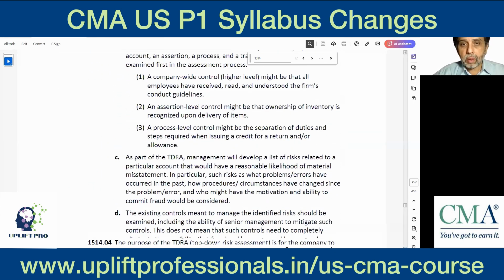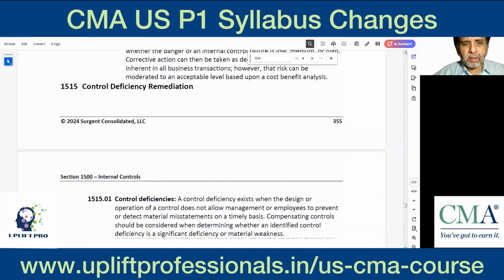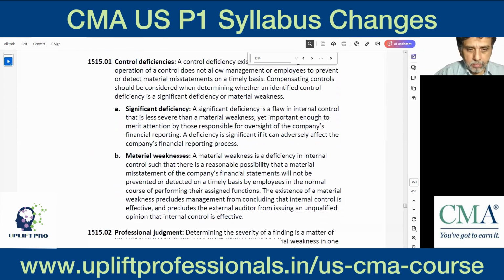So concentrate a lot on TDRA. Control deficiency remediation, I would suggest do some extra reading out of the text as well. Read the text and go out of the text too. There are so many sources, there are YouTube channels on it. Go through it and get a wide, extensive knowledge. So let me go to the next part of it.